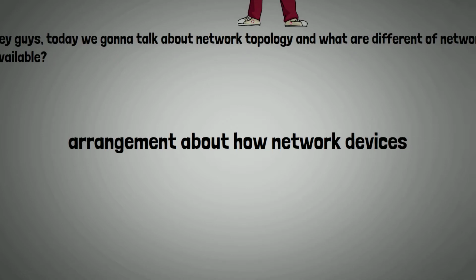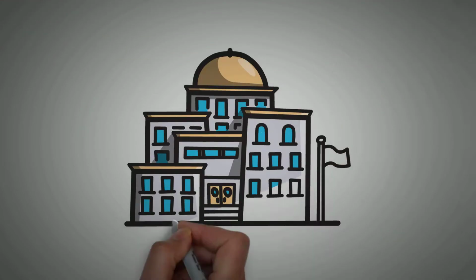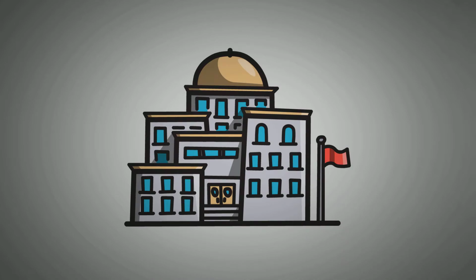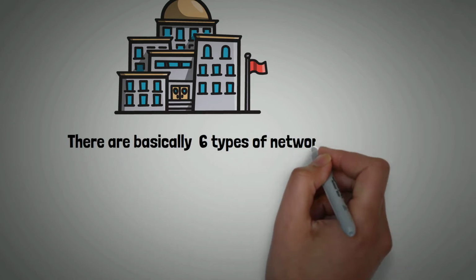For example, a college campus has different departments located at different locations. To reach each department, a path is selected. This creates a topology of the entire campus with different routes. There are basically six types of network topologies.